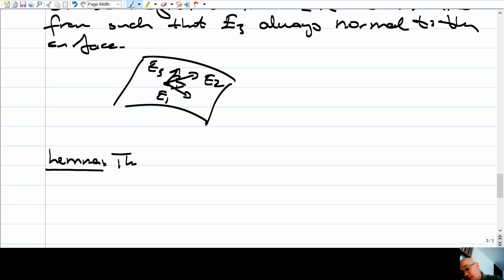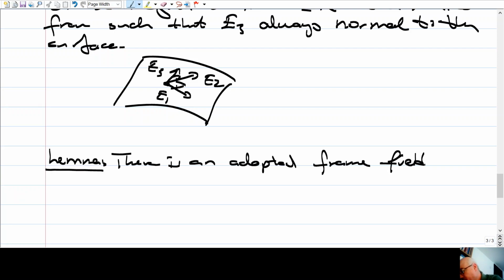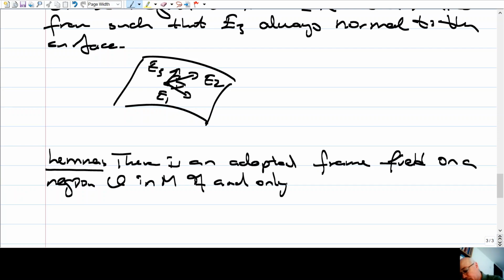So there is an adapted frame field on a region in M if and only if this is orientable.